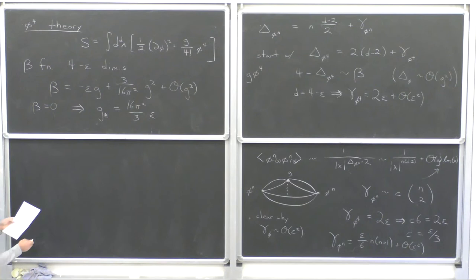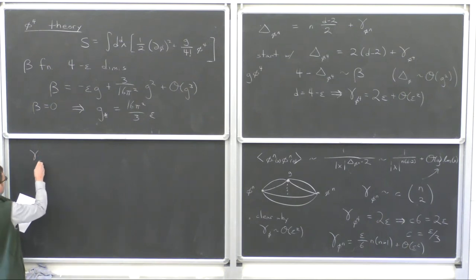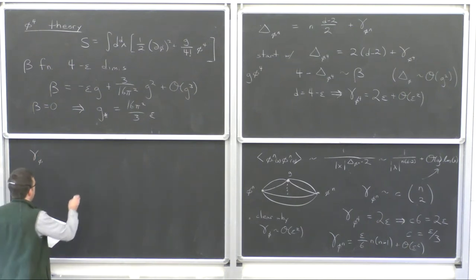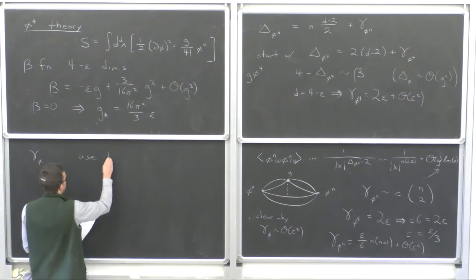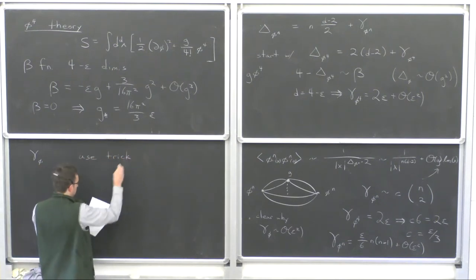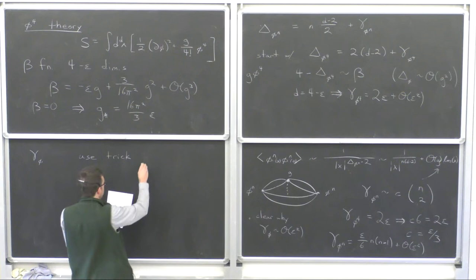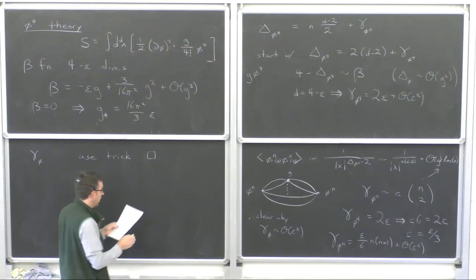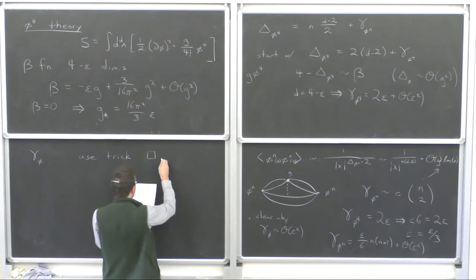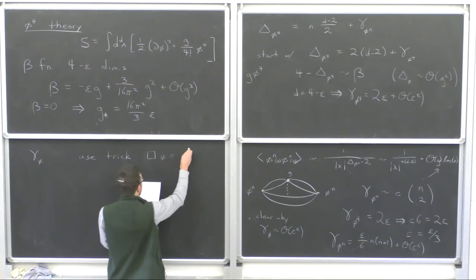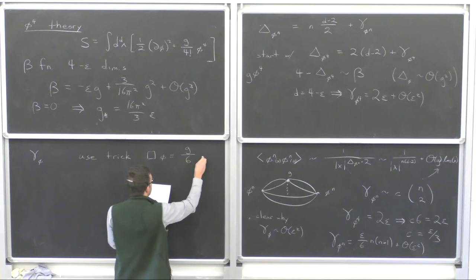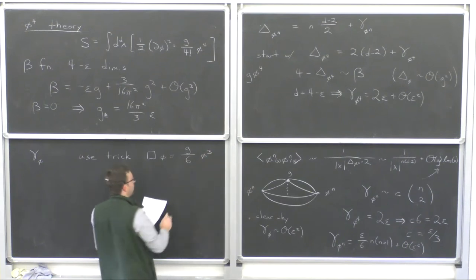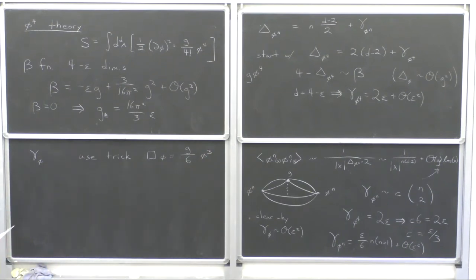So let's try to get gamma phi. And I'll use a trick which I see quite a lot in the literature these days. So it's worthwhile keeping in mind, not just for what I'm doing here, but when you see it again in this conformal field theory literature. We'll use the equation of motion, which for this theory is box phi equals g over 6 phi cubed. Box phi no longer vanishes, but has this phi cubed dependence.